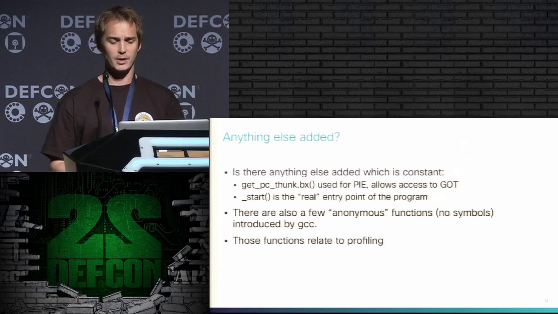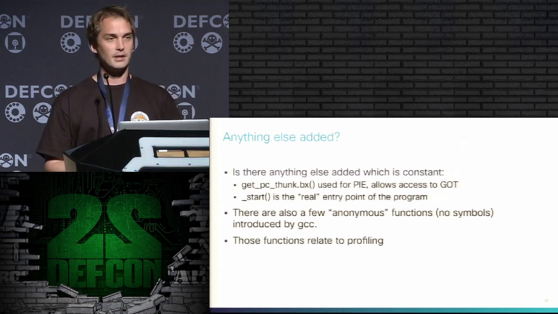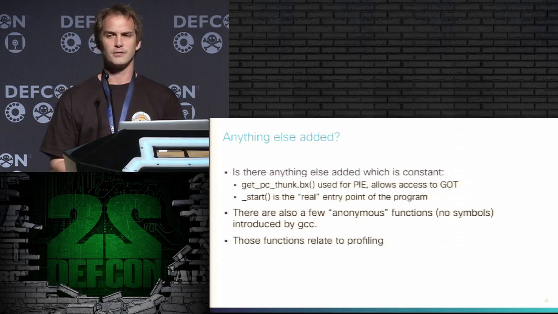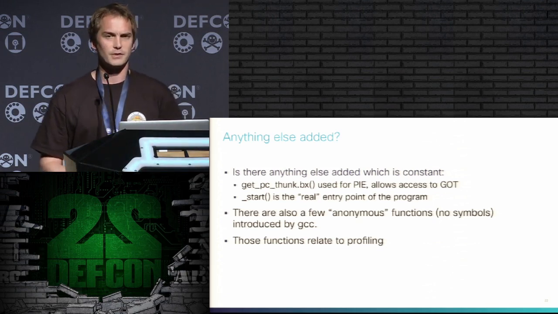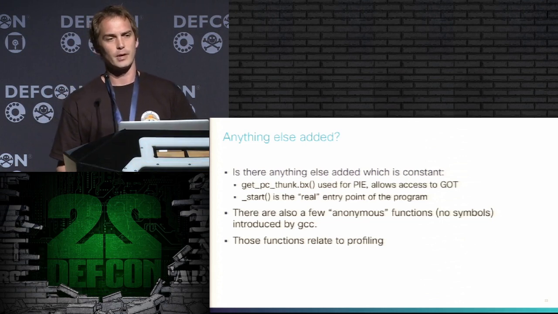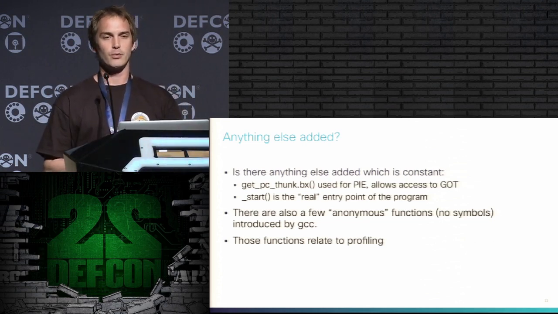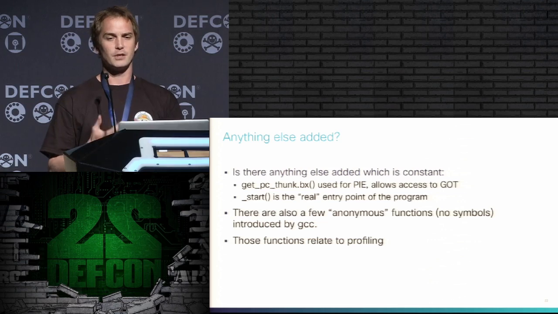So I went back to my binary and said, all right, is there anything else which is added which I could use? I looked at the binary and there's a bunch of functions which are added by GCC in some cases. They've got no symbols attached to them, so it's hard to figure out what they do, but they're just a bunch of anonymous functions inserted into your program. If you look at the disassembly, you'll see some functions with no symbols associated and they're just there.